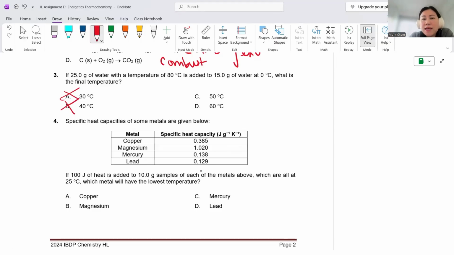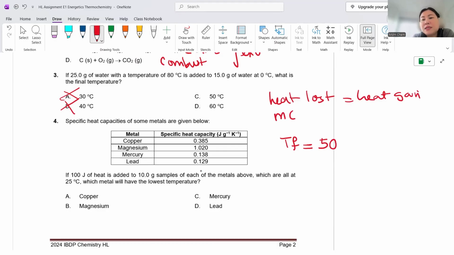Okay? So let's say we chose this. You can do guess and check at this point. So let's say final temperature is 50. Let's say final temperature, I choose 50 and I try first. So the formula of heat loss is equals to heat gain.